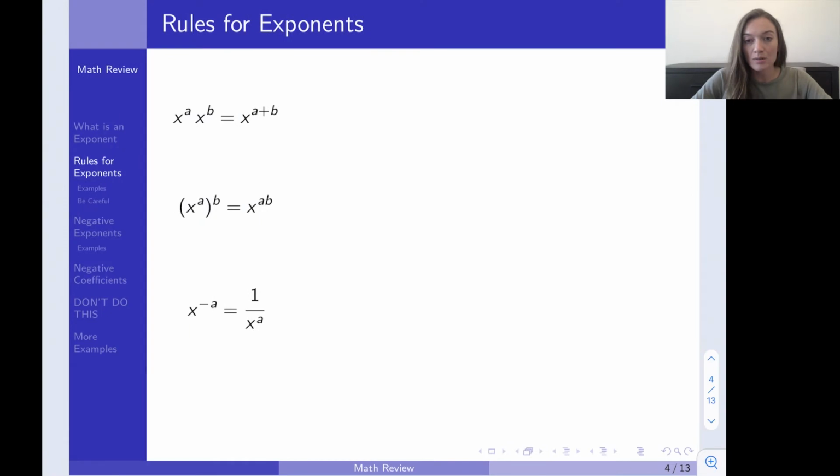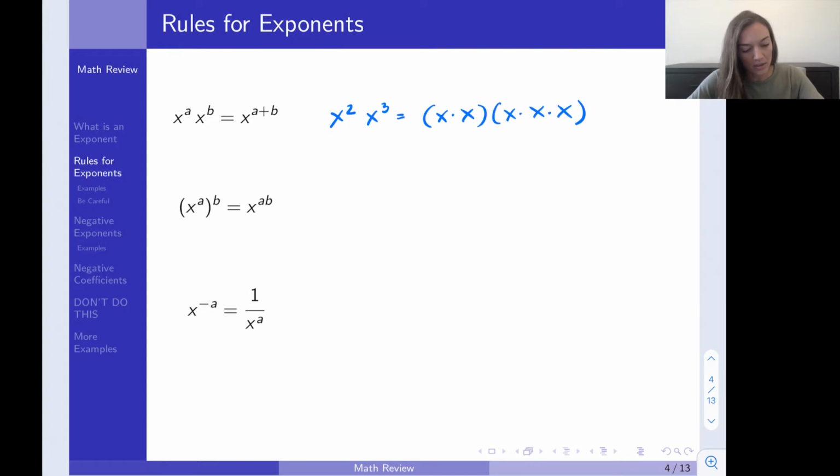Okay, so now let's get into the basic rules for exponents. These are the 3 main rules that you're going to need. When you multiply two variables, let's say when you have x to the a and x to the b, you're going to add the exponents together. And that's because, let's say we have x squared and x cubed. That means that we have x times x, so x multiplied twice, and then x multiplied by itself 3 times. So you can see now we have 5 x's, so that's x to the 5th.